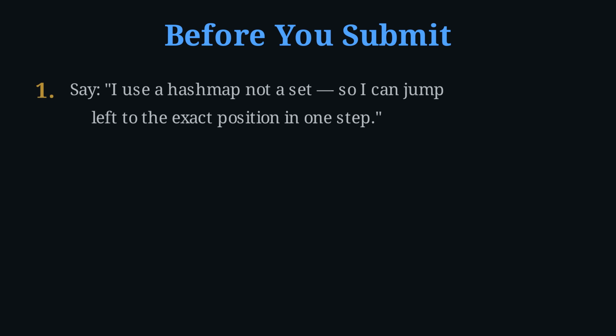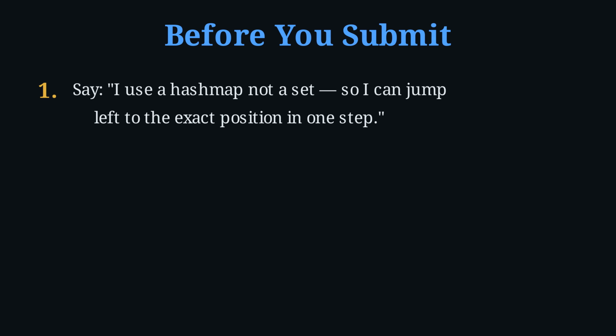Before you submit, say 3 things out loud. First, explain the data structure choice. Say, "I use a dict because I need the last seen index to jump in one step. A set only gives presence, not location."